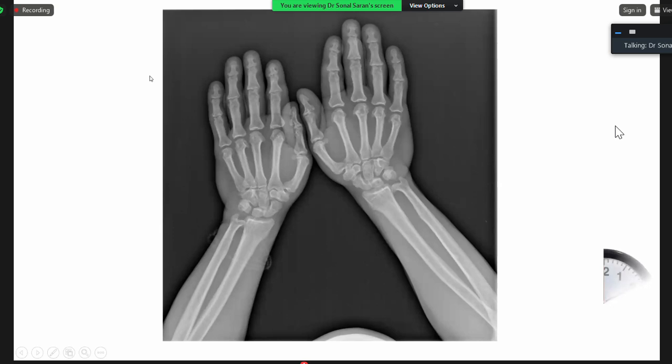What is happening over here? This is another Potter kind of case. So you can see radiographs of both hands of a patient, and you can see some characteristic appearance of the distal phalanx over here, which look like spade. So these are spade phalanges.